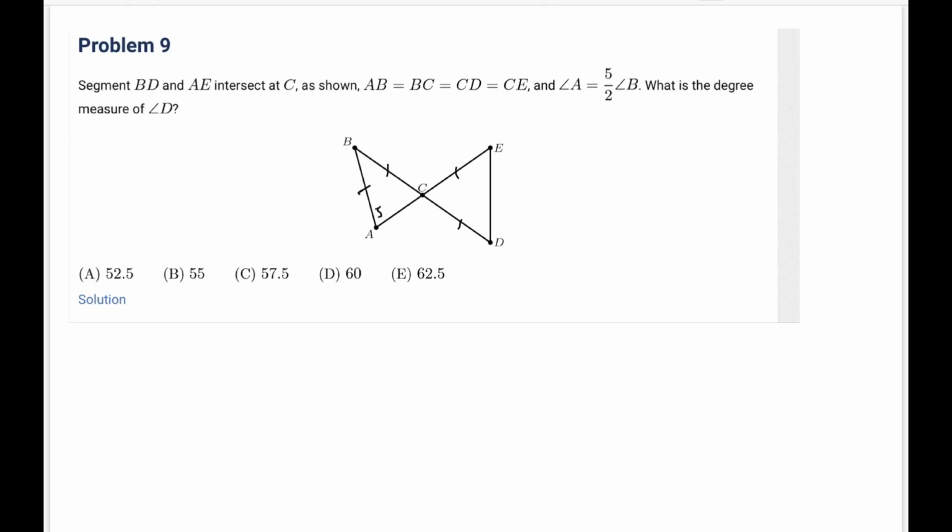So this is 5, this is 5, this is 2, and then we would be able to know what each of these are because the sum would be 180, right? So 12 times something would be 180, so something would be 15. So 15 times 2 is 30, 15 times 5 is 75, 15 times 5 is also 75, and so the degree measure of D would be 180 minus 75 over 2, this is 105 over 2, and then this is 52.5, so the answer is A.